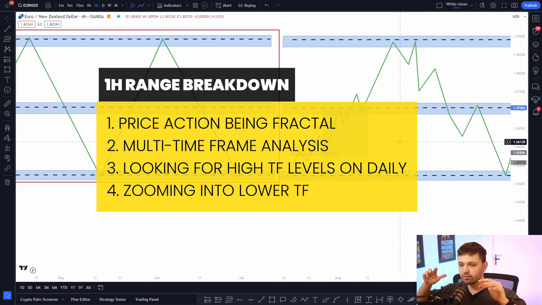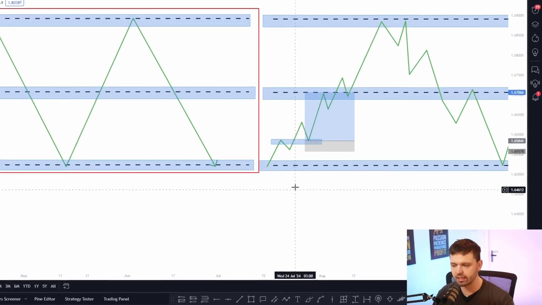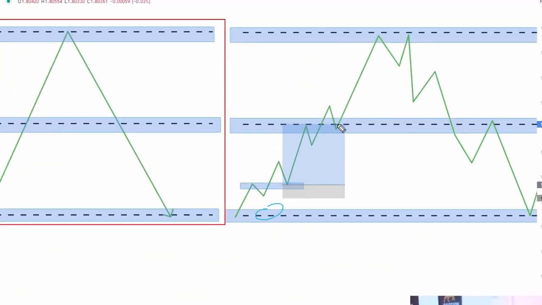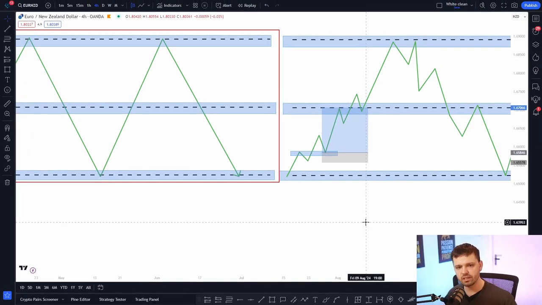So here you're using the idea of price action being fractal, you're using multi-time frame analysis. You're looking for high time frame levels on the daily. You're zooming into the lower time frames, and within this range move, you're seeing a trend on the lower time frames, and you're saying my bias is to the upside because we're bouncing at range lows, and we're probably going to come up and test range EQ or even range highs. And this, in my opinion, is the best way to trade using the break and retest, when you're looking for high time frame levels.